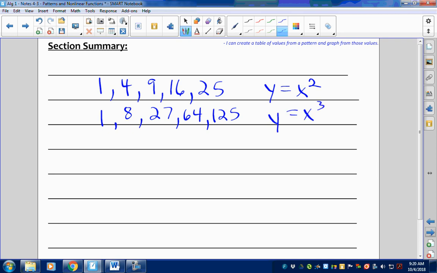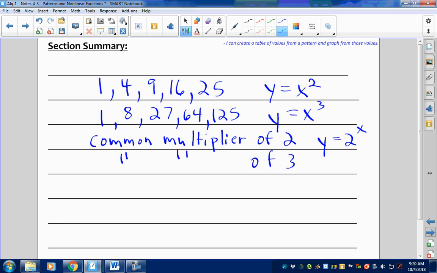You might want to write something along if there's a common multiplier. If there's a common multiplier of 2, then you have an equation y equals 2 to the x. What if there's a common multiplier of 3? What would that nonlinear function equation be? 3 to the x.